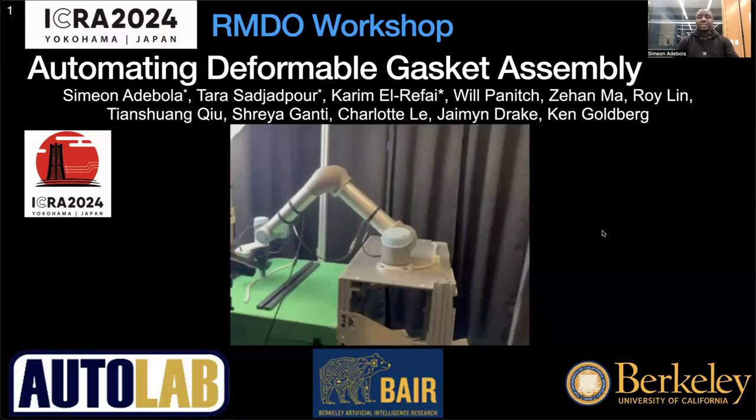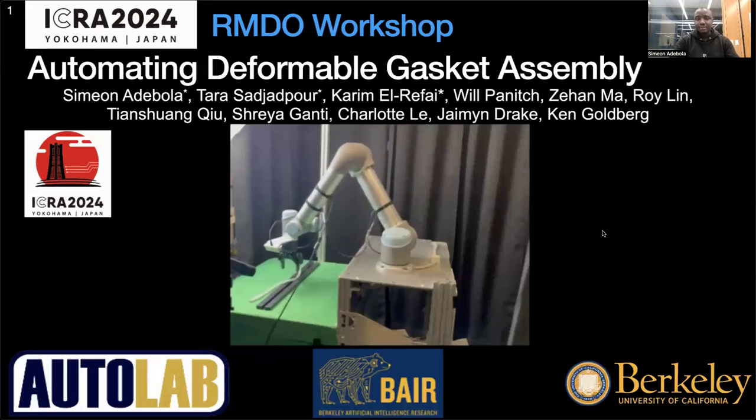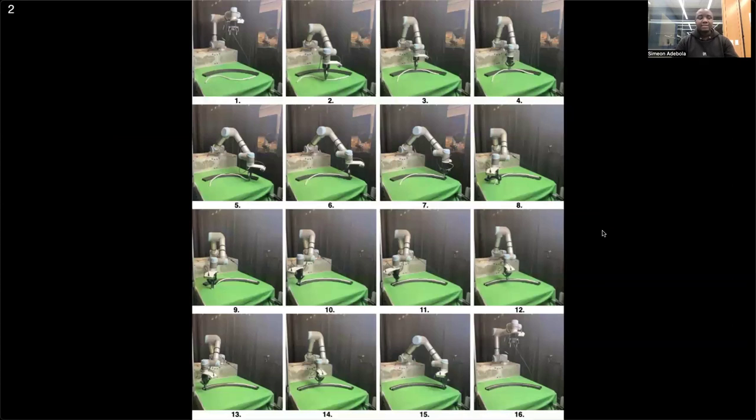We present automating deformable gasket assembly. In gasket assembly, we align a deformable gasket with a narrow channel and press the gasket into the channel such that it makes a snug, secure fit. This task is a long horizon, high precision task.